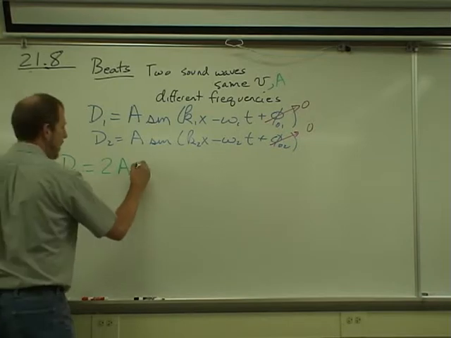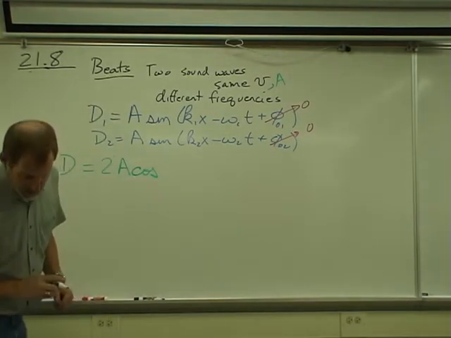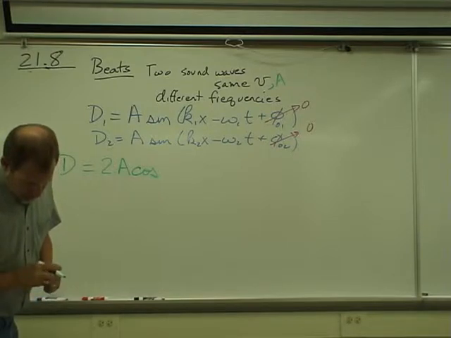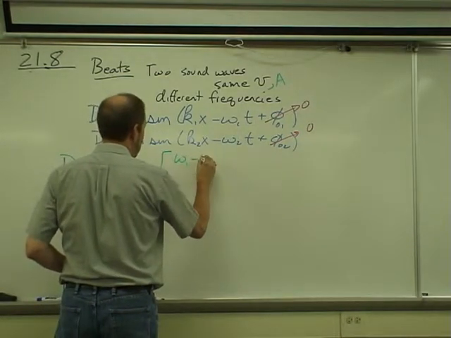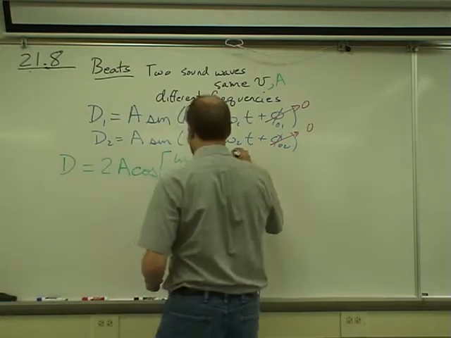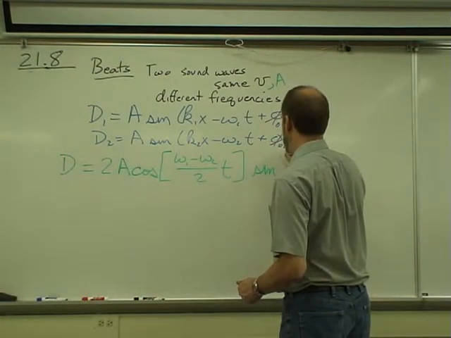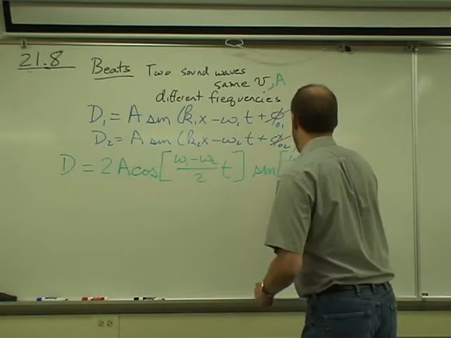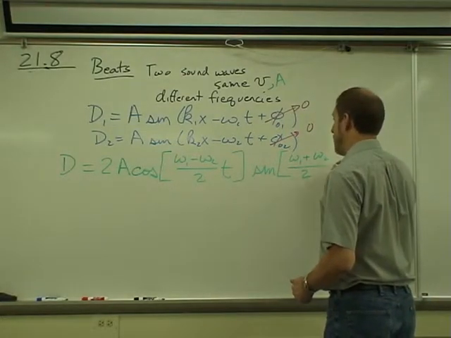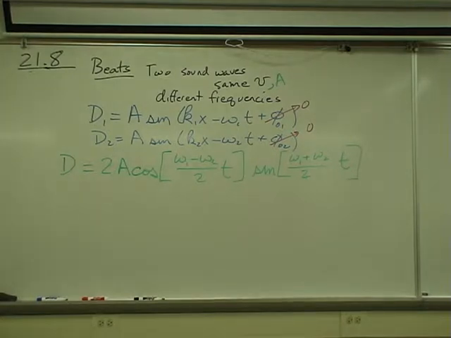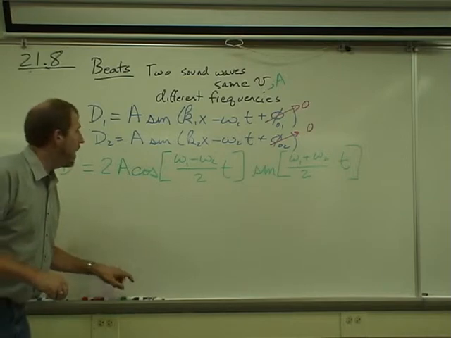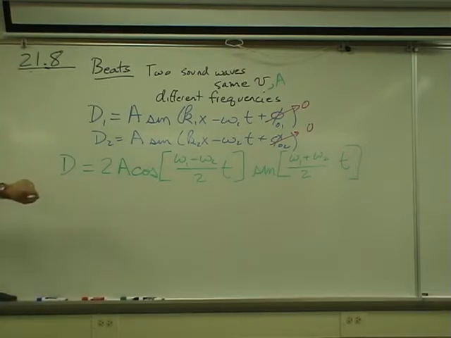2a times the cosine of omega 1 minus omega 2 over 2 times t, times the sine of omega 1 plus omega 2 over 2 times t. And let's see.